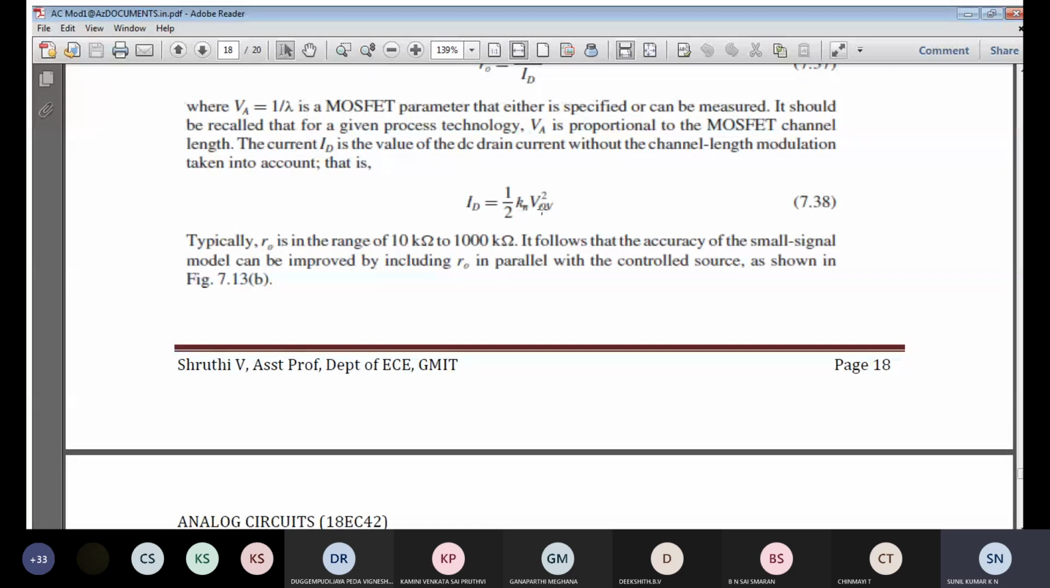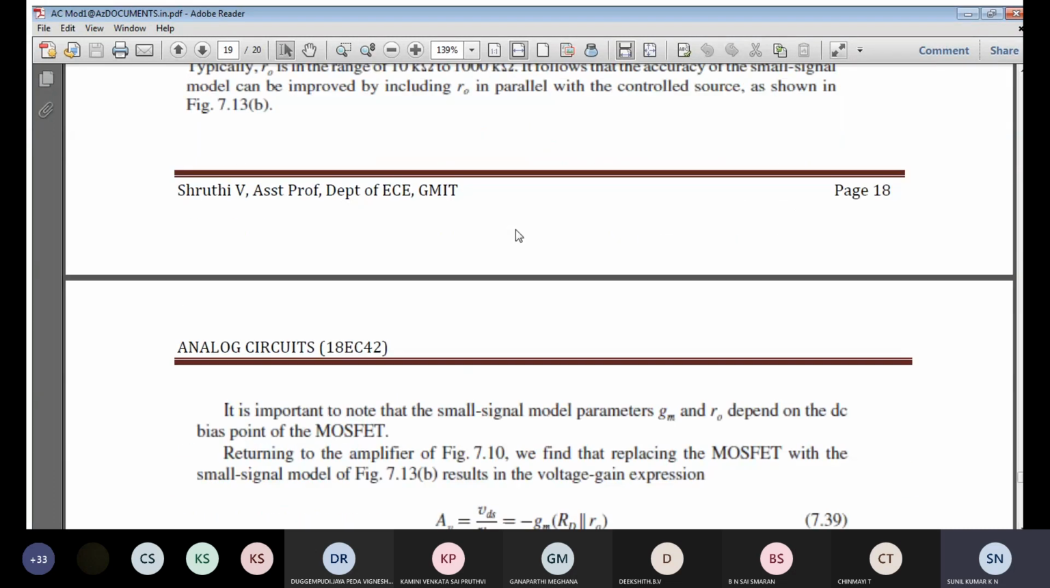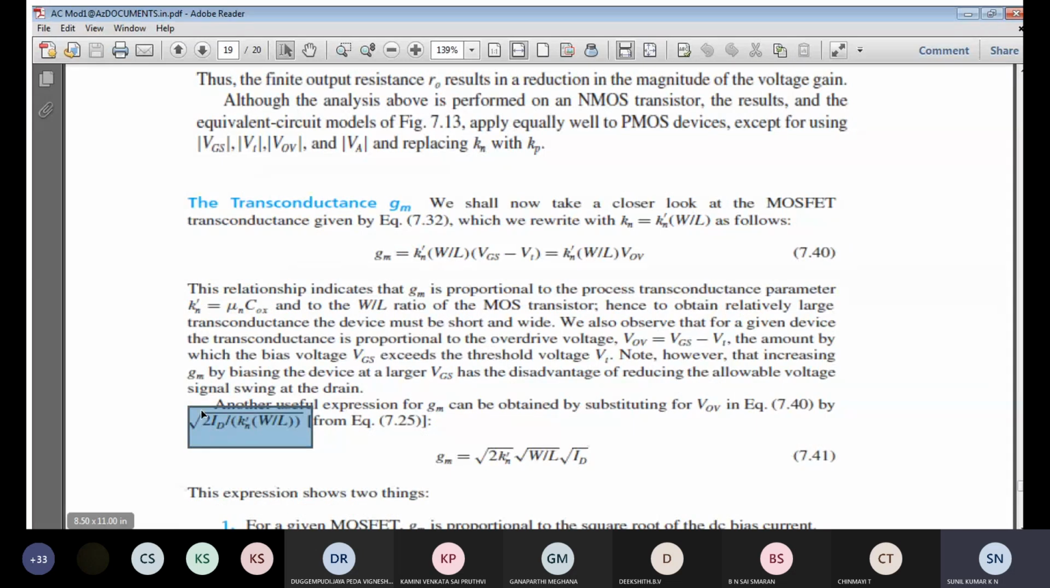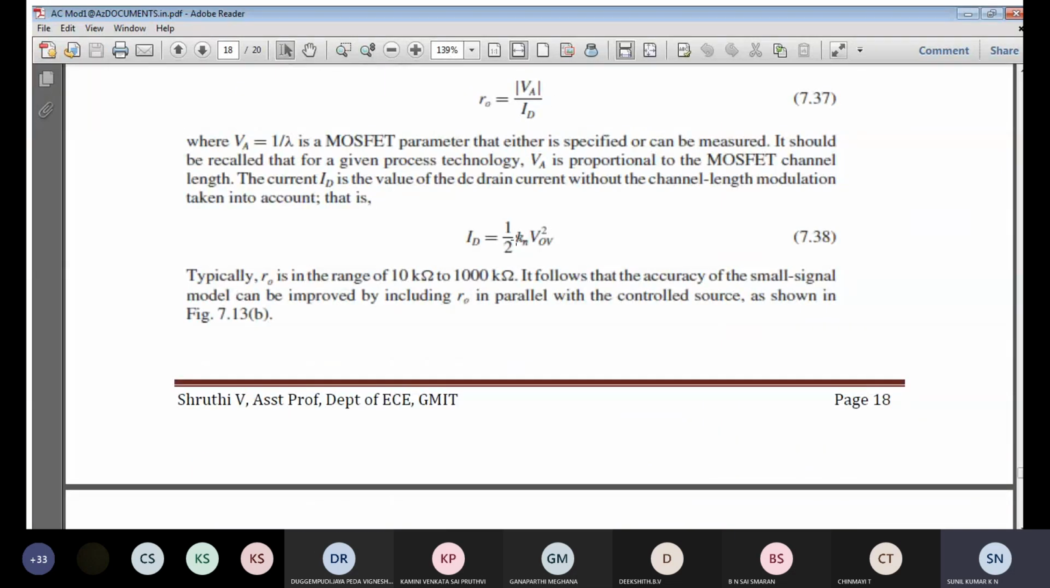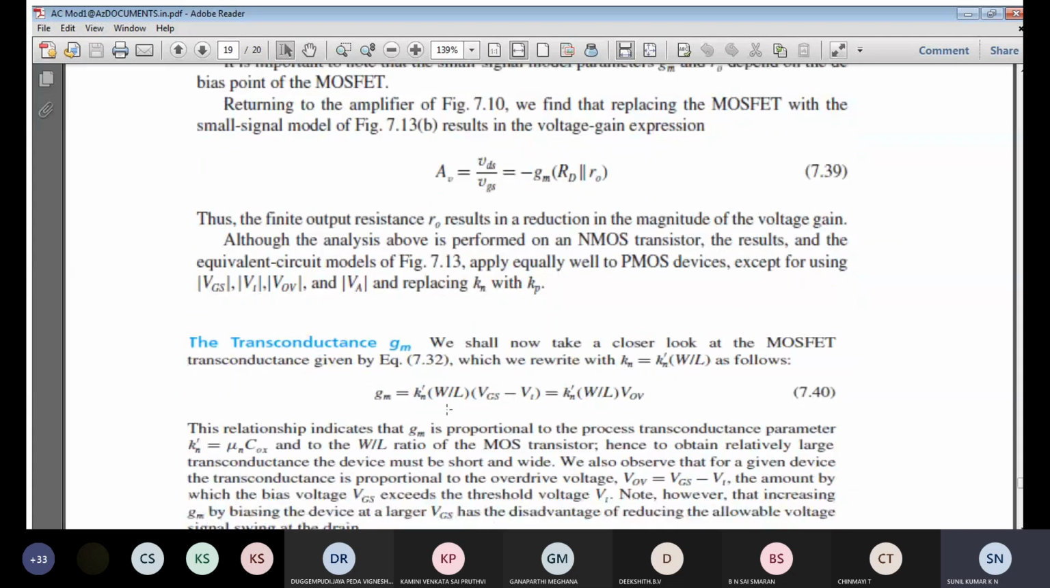So what is the overdrive voltage? I can write VOV will be equal to the square root of 2 times ID divided by kn. The same thing here we are going to write as 2 times ID divided by kn dash into W by L. So that is for the current expression, kn can be written as kn dash W by L. So ID equals half kn dash W by L into VOV whole square, so VOV whole square can be written as 2 times ID divided by kn dash W by L.